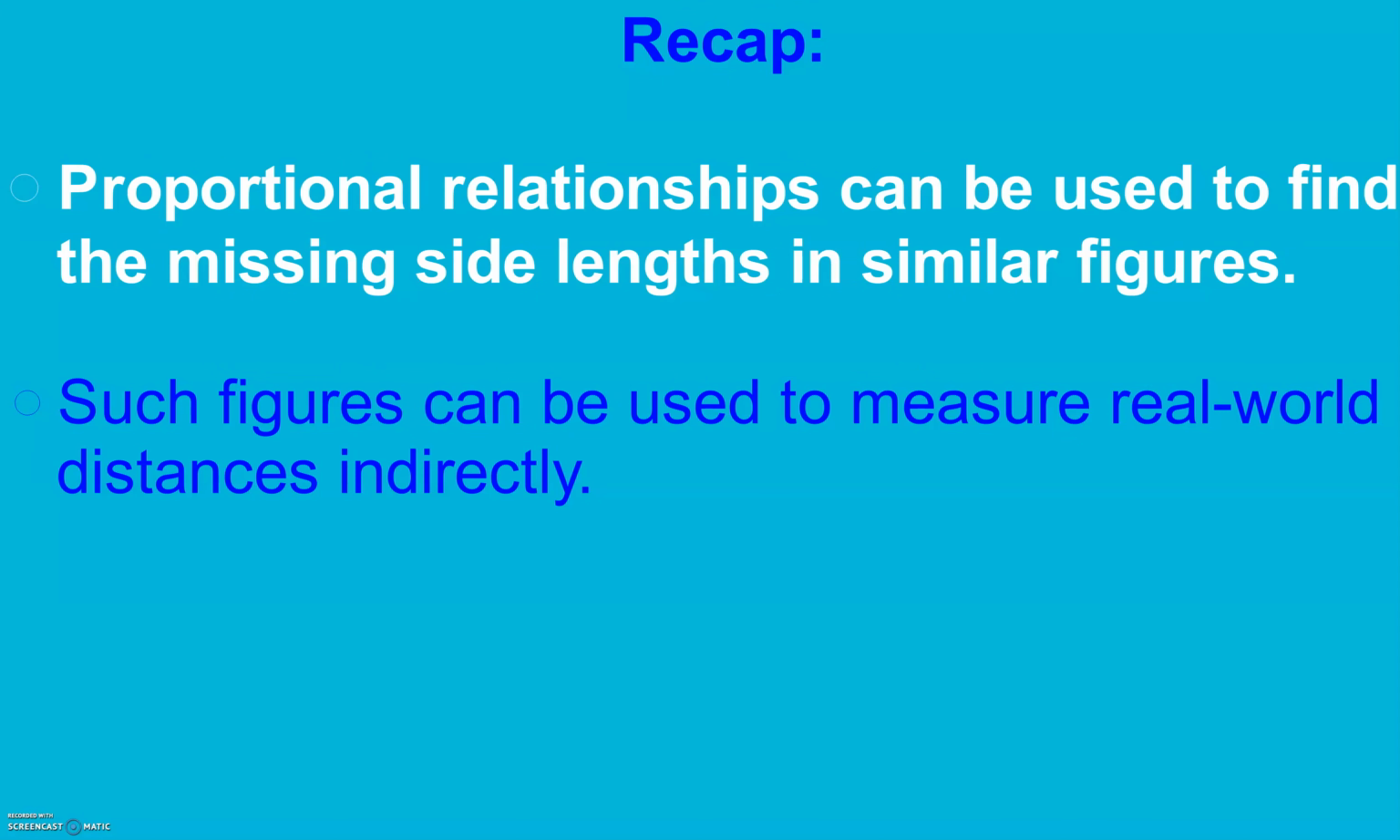Quick recap here. Proportional relationships can be used to find the missing side lengths in similar figures. Such figures can be used to measure real-world distances indirectly. And that's all I have for section 2.8.